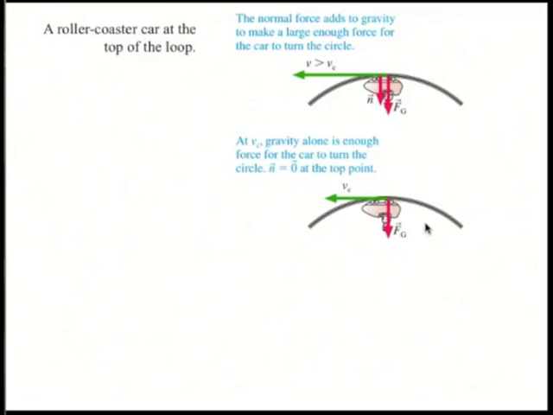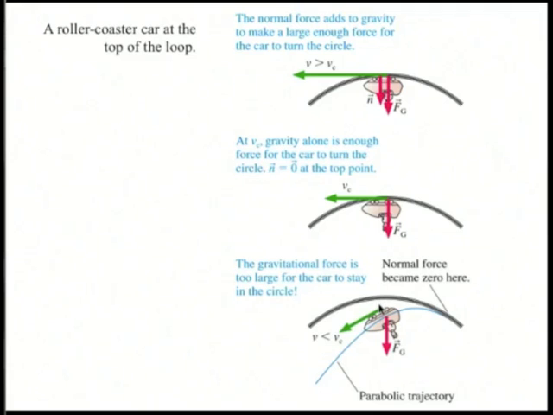If you were to decrease the speed even more, what would happen is that the gravitational force would be too large for the car to stay on this circle, so it would curve even more, and in fact just fly off in a parabolic trajectory. And way back here is where the normal force would go to 0, and here you're just flying through space, which doesn't look too safe.